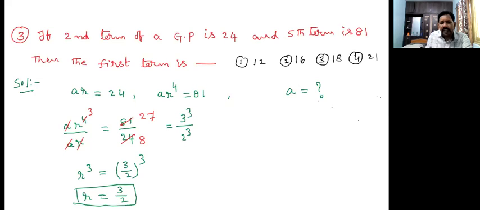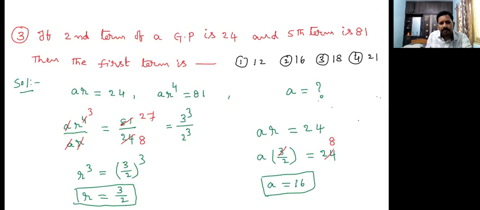Now we need to find the A value. There are two equations. Use any one. I am going to use AR is equal to 24. Just in place of R, write the value 3 by 2. That is equal to 24. Now see the calculation. 3 8s are 24. Now what is the A value? A is equal to 2 into 8, 16. They are asking for the first term. First term means A only. Which option is correct? Second option.